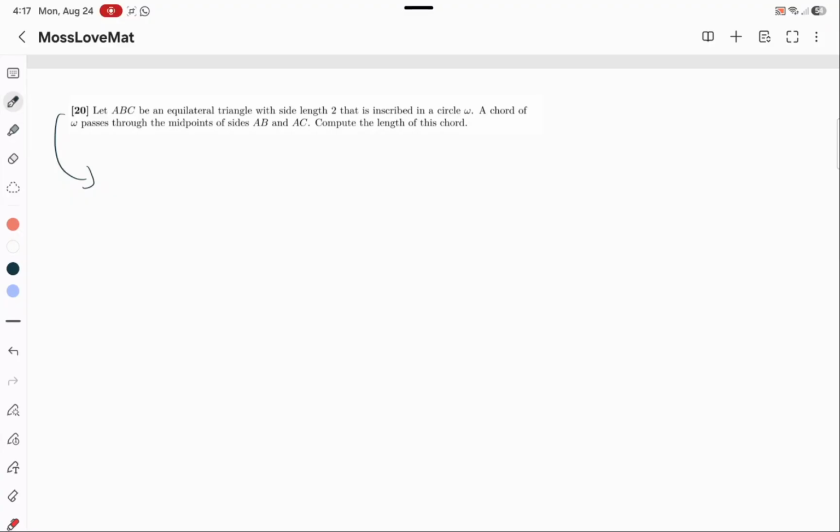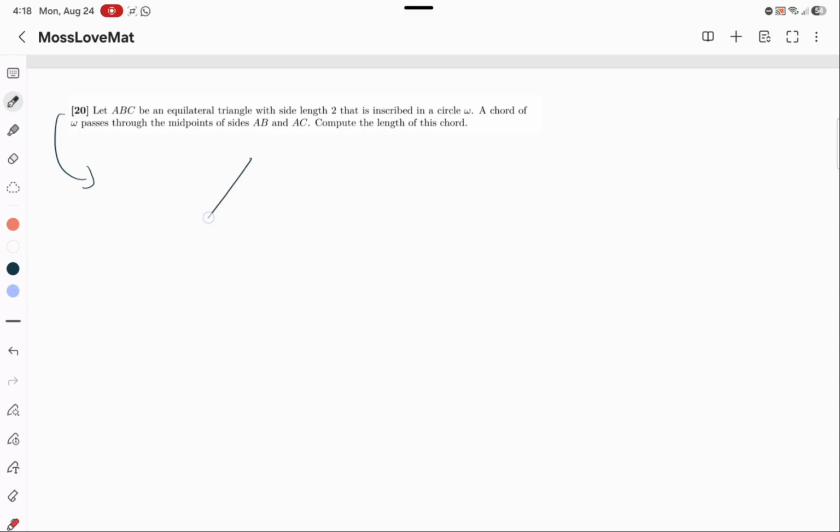So let's see the problem. Let ABC be an equilateral triangle with side length 2 that is inscribed in a circle omega. A chord of omega passes through the midpoints of sides AB and AC. So we need to compute the length of this chord.